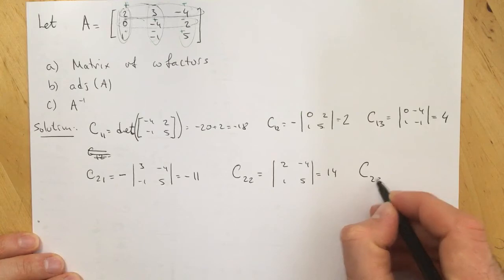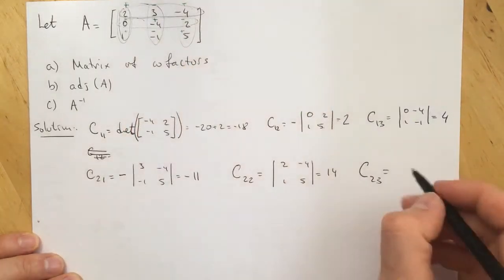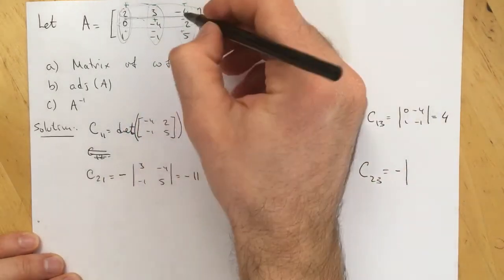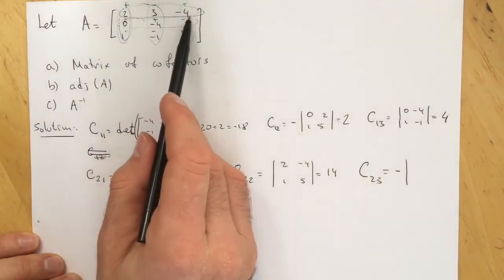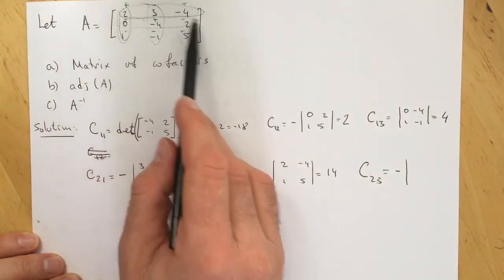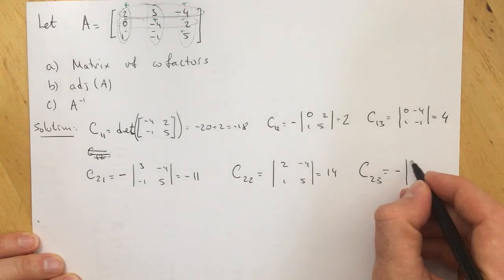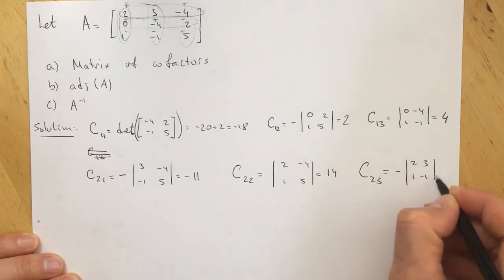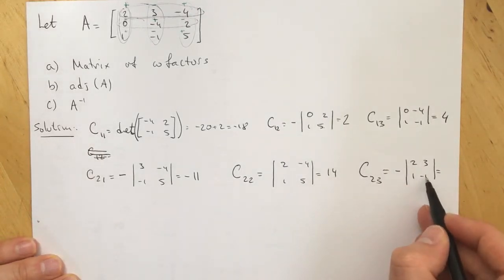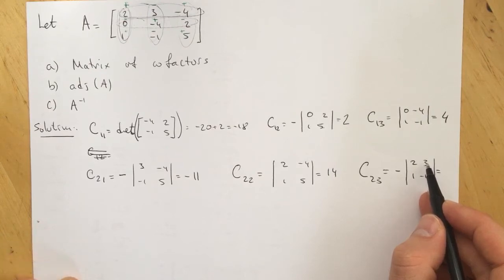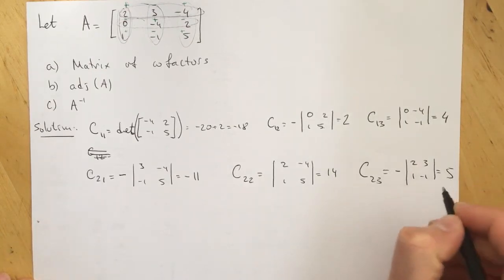And C23 is negative times the determinant of the submatrix obtained when I'm taking out the second row and the third column. That's 2, 3, 1, negative 1. And this is negative 2 minus 3 is negative 5 with negative in front, that's equal to 5.